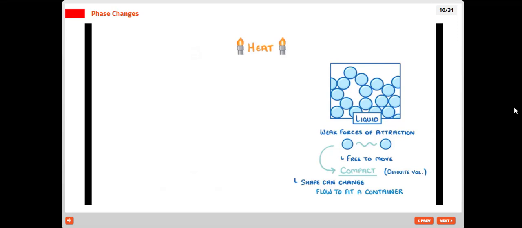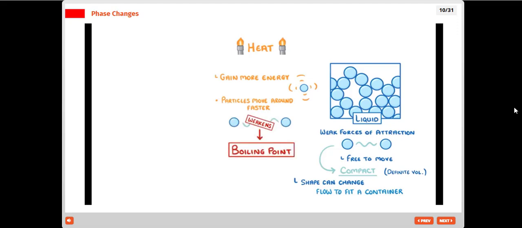If we then heat up our liquid, the particles will gain more energy, and this will make the particles move around faster, which weakens the forces holding the particles together. And once we reach the boiling point, the particles will have enough energy to break the bonds altogether, and so the liquid boils or evaporates into a gas.